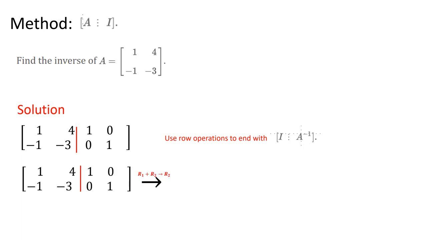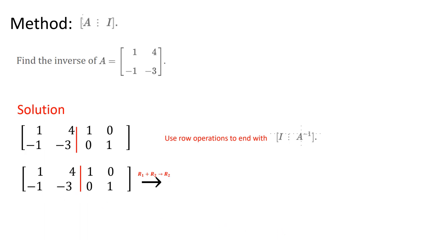So for example here, I already have a 1, which is what I want. Remember, your identity matrix is 1, 0, 0, 1. Now I can make this bottom number where I'm pointing a 0. And I can do that if I add row 1 plus row 2 and put my answer back in row 2.